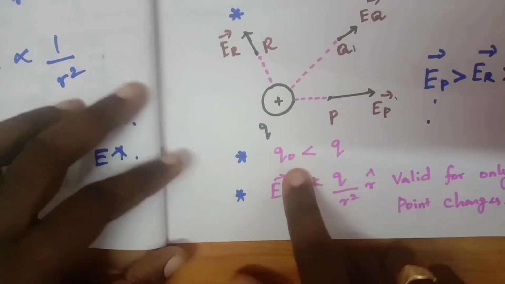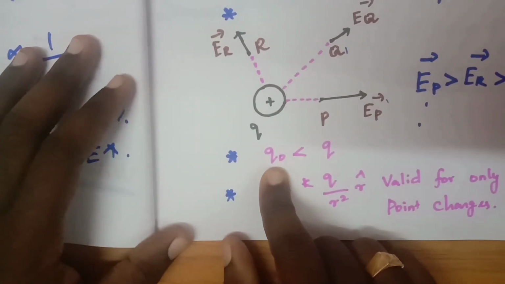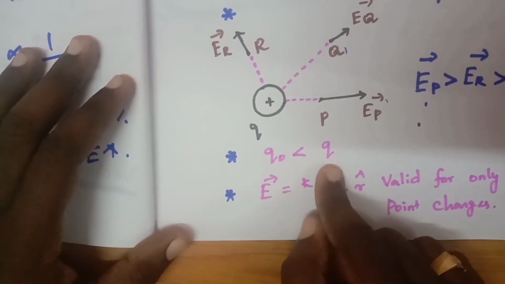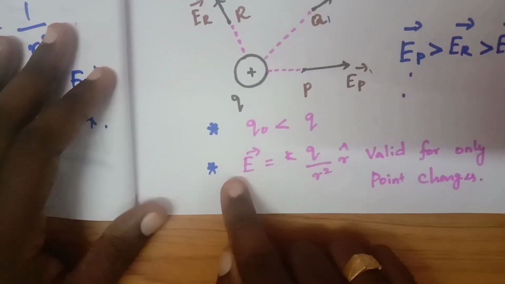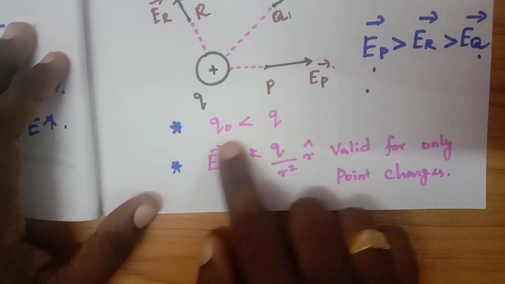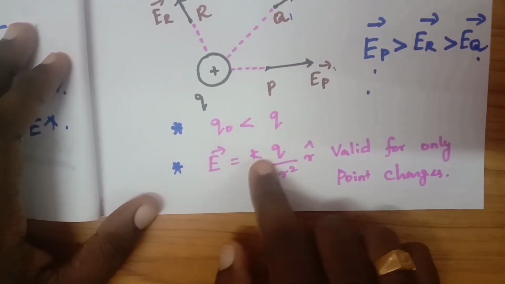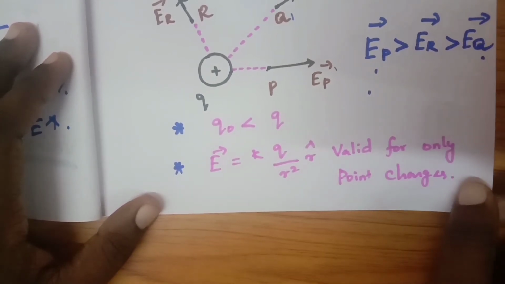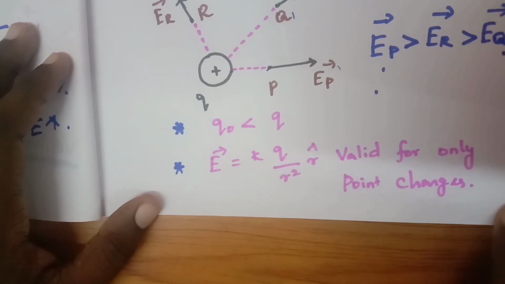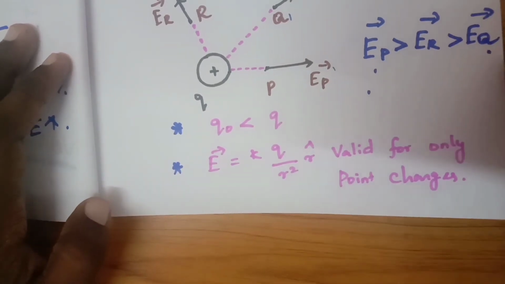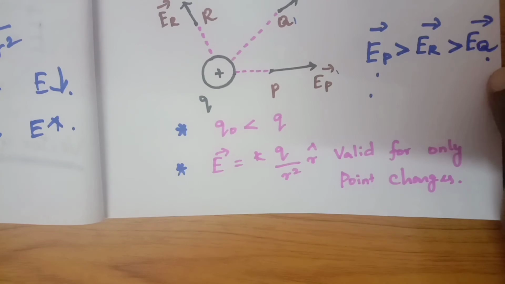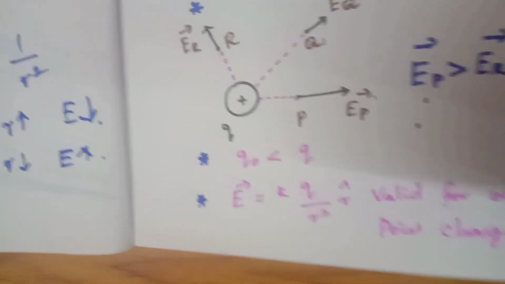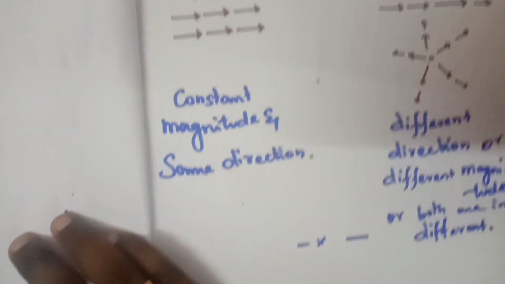Already we discussed that the magnitude of the test charge will be lesser than the magnitude of the source charge. Right. So this formula, E vector is equal to K Q divided by r squared into r cap, is only valid for point charges. It never obeys for a system of charges.